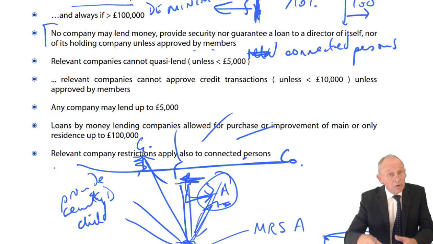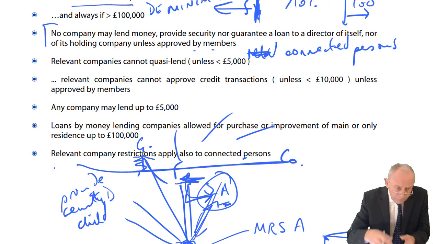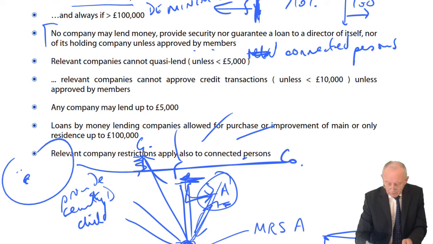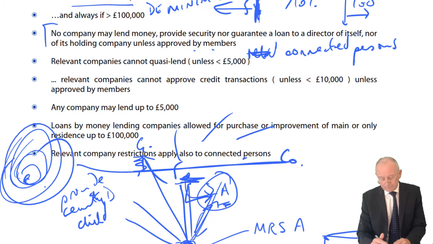And a connected person is the wife, the children, the partners, the business associates, members of the trust where the director is a beneficiary under that trust. It spreads it out a lot further. So it's like ripples in a pond, the ripples spread out and take in all these levels of connected people. But that's for public companies, relevant companies, not just public, relevant companies.